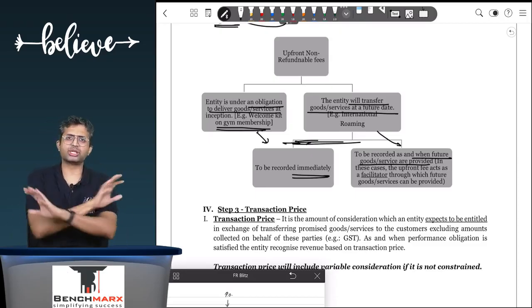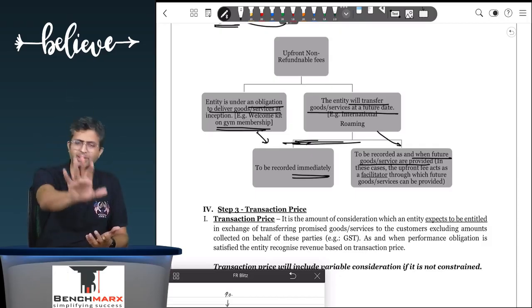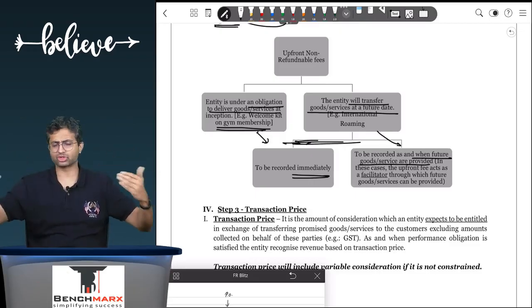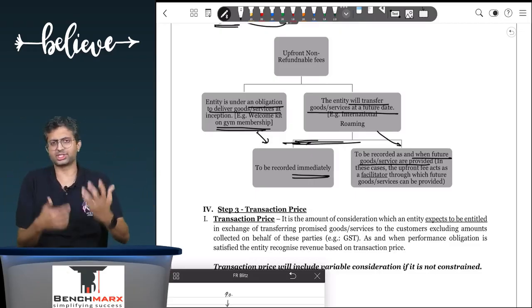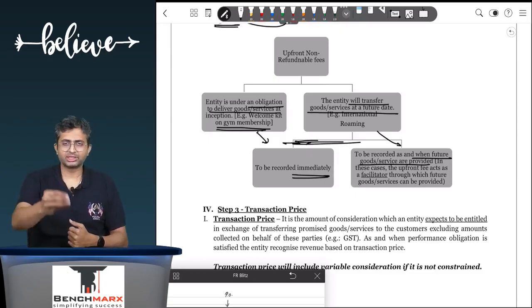If there are constraints, you will not include the variable consideration as a part of transaction price till the time there are constraints. Once the constraints are lifted, you can include it as a part of transaction price. Remember, you will keep on reassessing this at each balance sheet date based on the factors prevailing at each balance sheet date. Chalo, theek hai, there are no constraints.